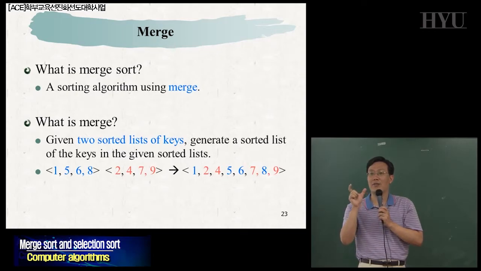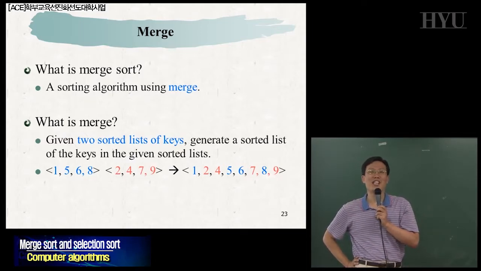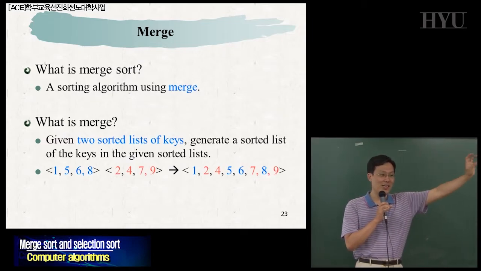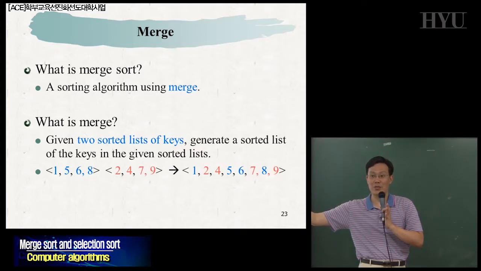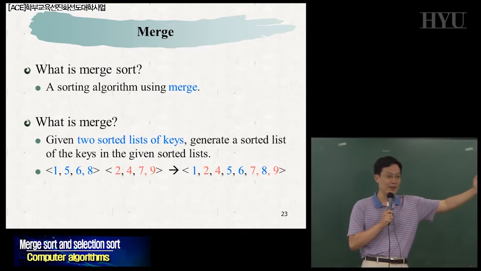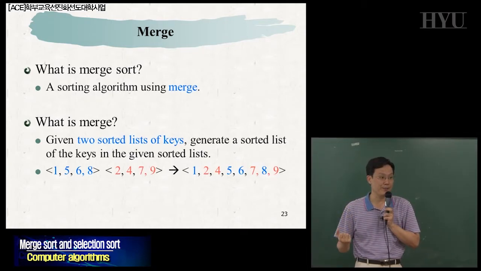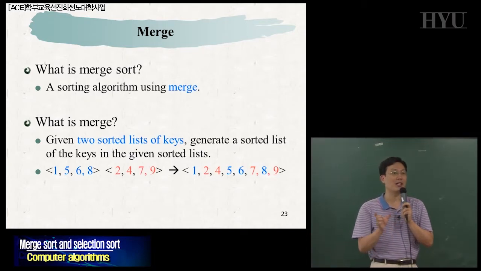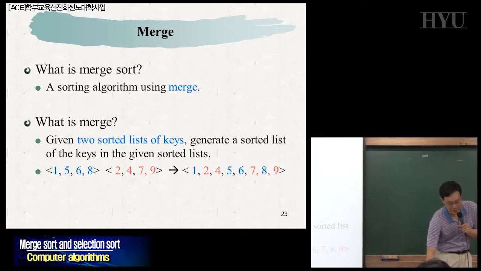A list of numbers plus a new key. One key and a list of keys. And the list should be sorted. Okay? A sorted list and a new key. Putting the new key in the sorted list is insertion. In this case, we are given two sorted lists. So that's the difference.